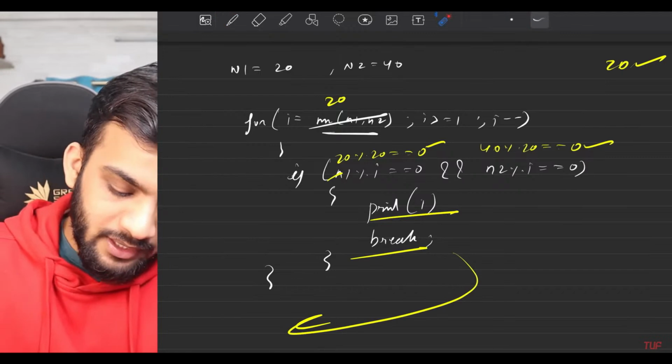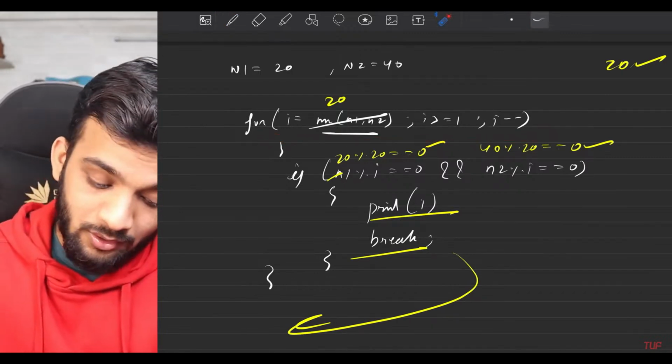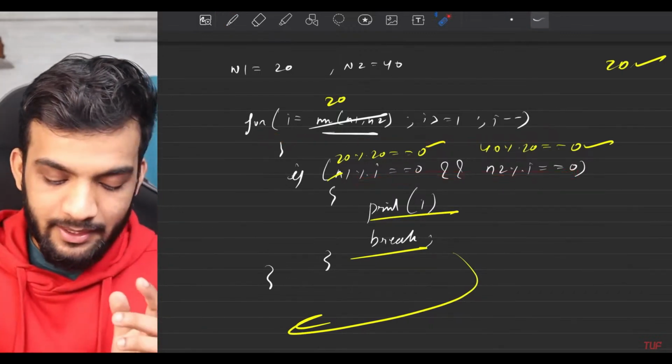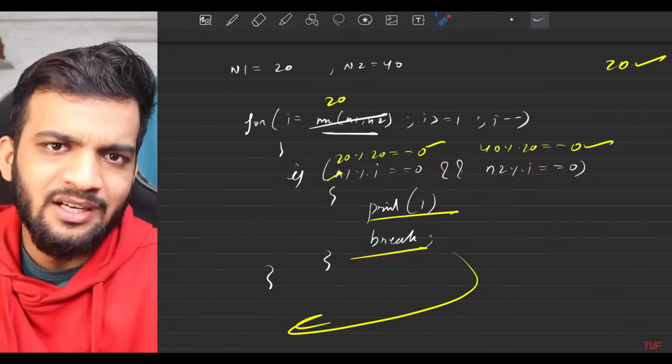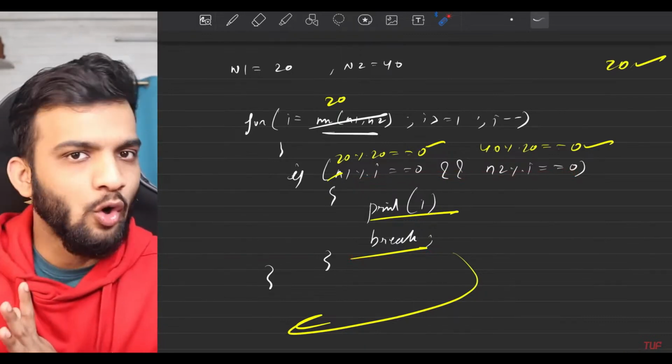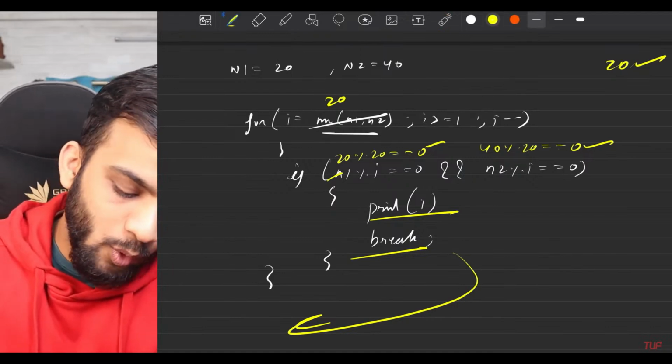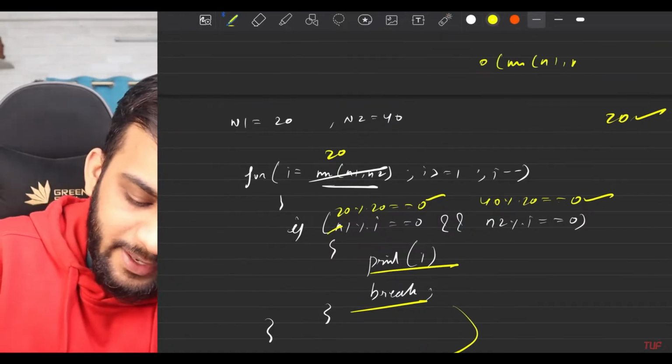In this way, it will have a better complexity, because the moment you find a divisor from behind, it breaks out. Definitely this might turn out to be a better approach for a lot of cases. But still, the worst case will be the minimum of n1 and n2.